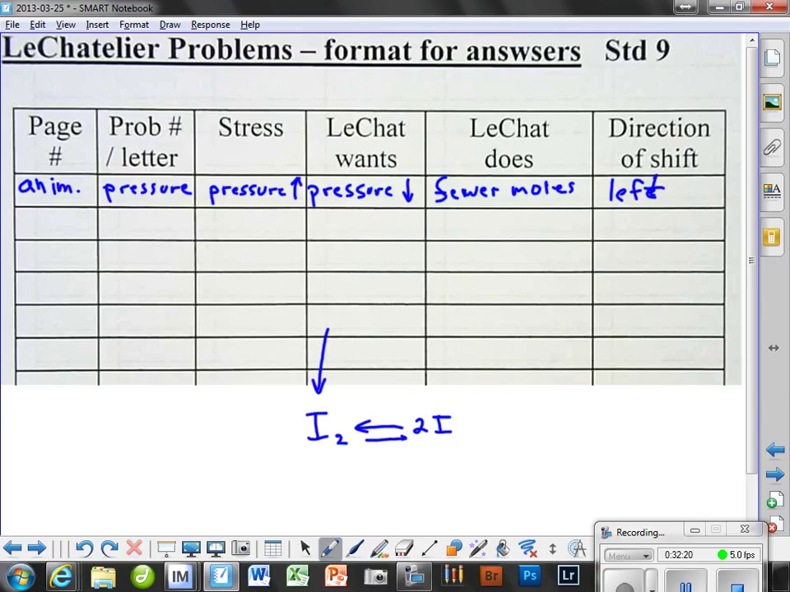Okay. All right. This time, let's do pressure down. Because I can only try 2 different things now. What is LeChat going to do? Or try to do? What does he want to do? He wants to raise it. Okay. And what side does he have to go to? Okay. And why are we going right? Well, how's he doing it? More moles. Okay, more moles. And to get more moles, he has to shift to the right.